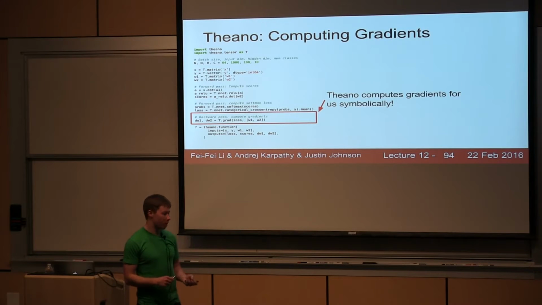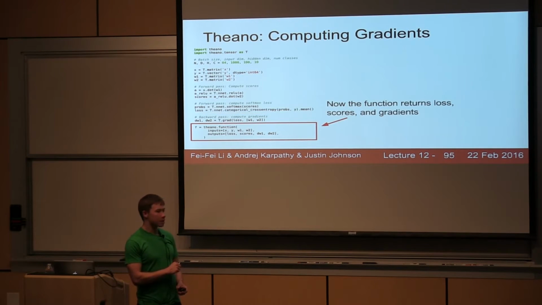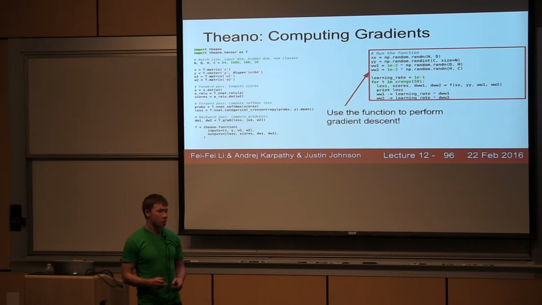So now we're going to compile a new function that again is going to take our inputs, our input pixels x and our labels y along with the two weight matrices. And now it's going to return our loss, the classification scores, and then also these two gradients. So now we can actually use this setup to train a very simple neural network. We can just implement gradient descent in just a couple lines using this computational graph.